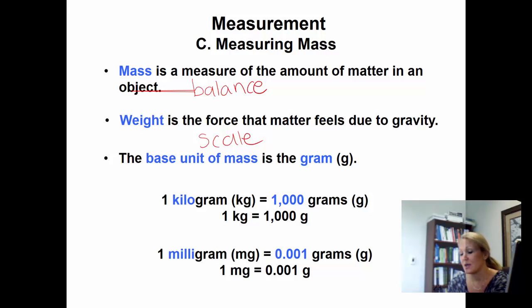All right, so for mass, the base unit is the gram. So 1 kilogram, there's 1,000 grams. And 1 milligram, so these are just examples like we did earlier. A milligram is 1,000th of a gram, so you have 1,000th of a gram in a milligram, or it would take 1,000 milligrams to equal 1 gram, depending on which way you look at it. And it takes 1,000 grams to equal 1 kilogram.